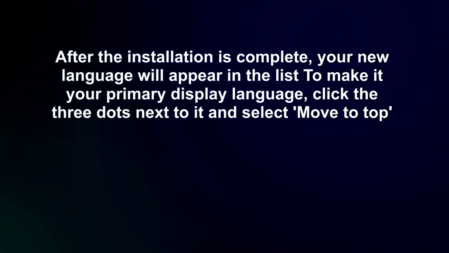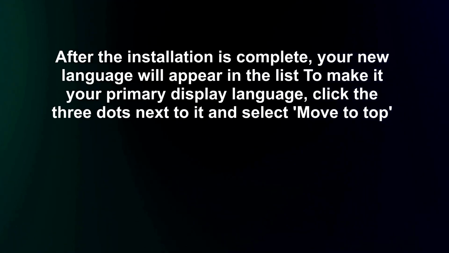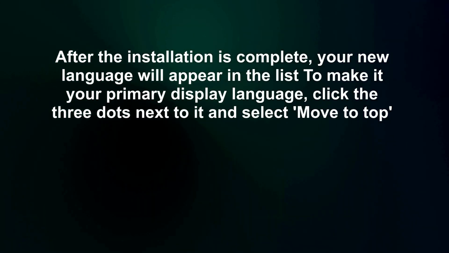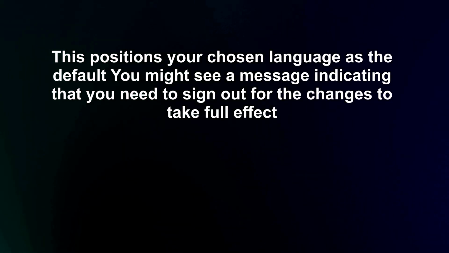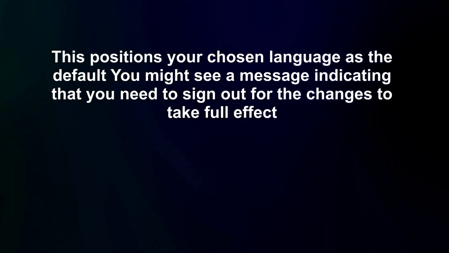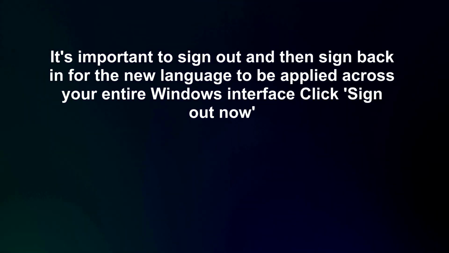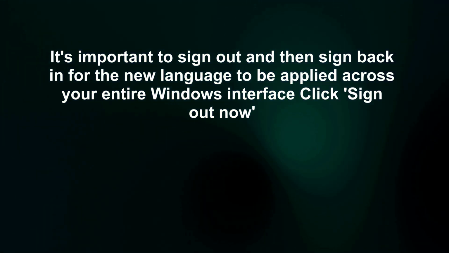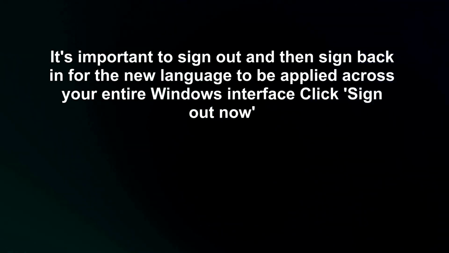After the installation is complete, your new language will appear in the list. To make it your primary display language, click the three dots next to it and select Move to Top. This positions your chosen language as the default. You might see a message indicating that you need to sign out for the changes to take full effect. It's important to sign out and then sign back in for the new language to be applied across your entire Windows interface. Click Sign Out now.